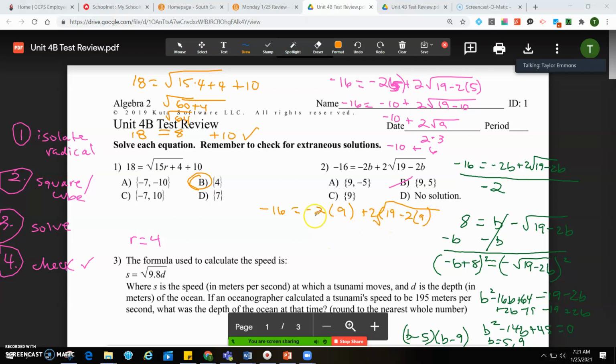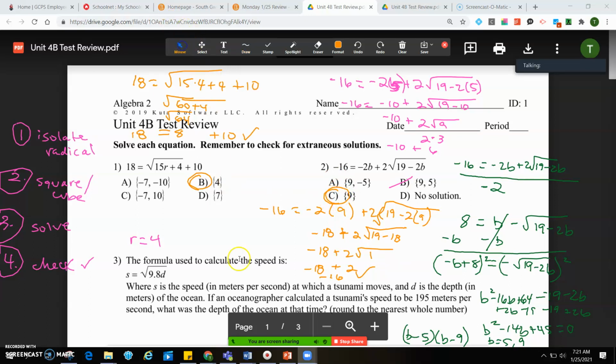Okay, so negative 2 times 9 is going to give me negative 18. 2 times the square root of 19 minus 2 times 9, so 19 minus 18. Okay, so then I've got negative 18 plus 2 times square root of 1. Square root of 1 is 1. 2 times 1 is 2. Negative 18 plus 2 is negative 16. Is that equal to negative 16? Yes. So my answer should be 9.